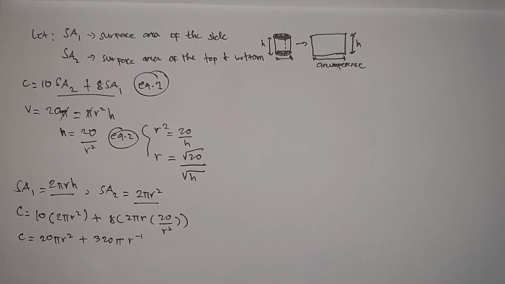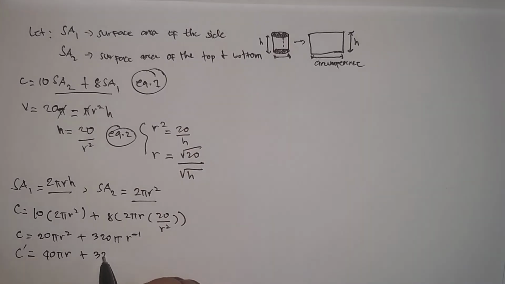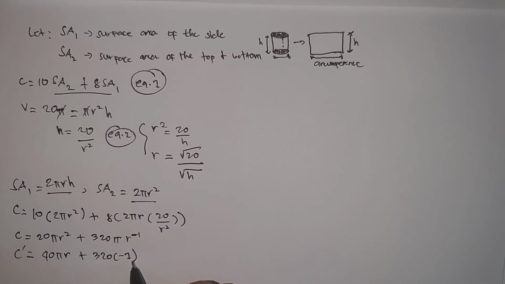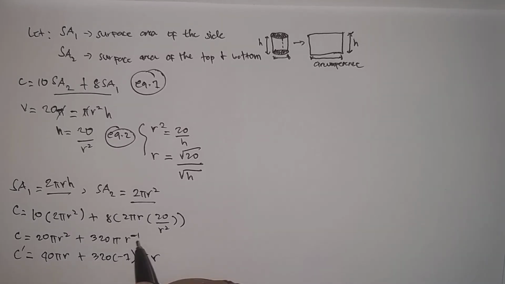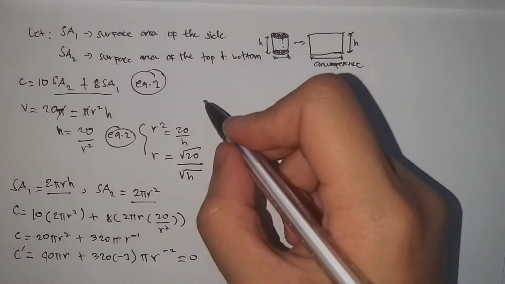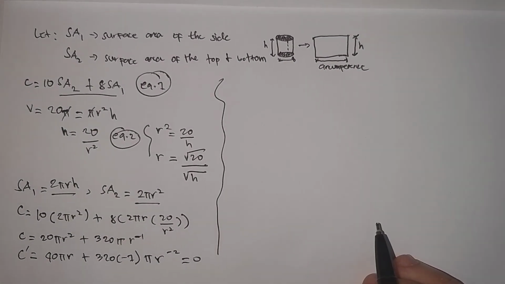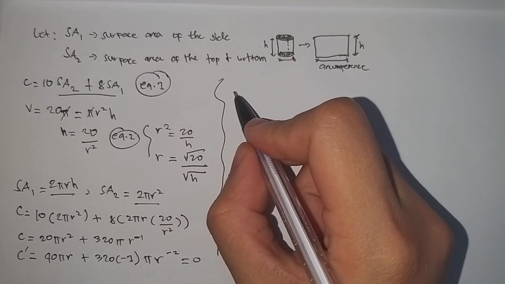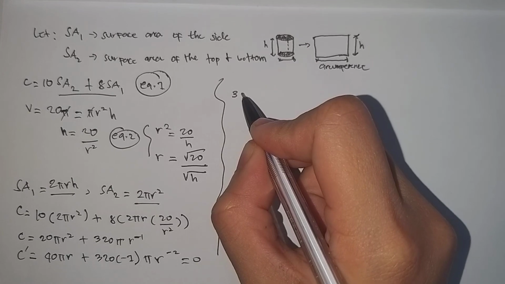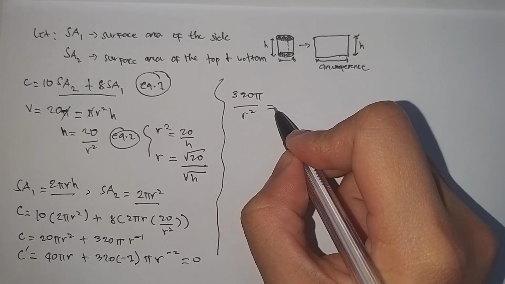Okay, so we will proceed to the first derivative of this and equate this to 0 to find the variable r. So that will be C prime equals 40 pi r plus 320 times negative 1 pi, the exponent negative 1 minus 1 is negative 2. Equate that to 0. Okay, and then this will be 320 pi over r squared equals 40 pi r.